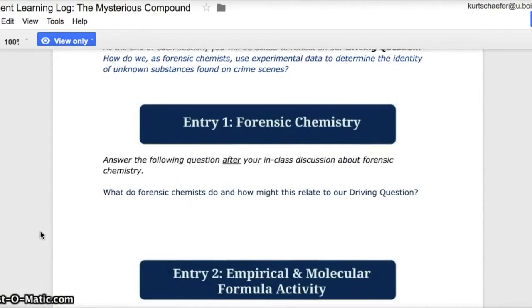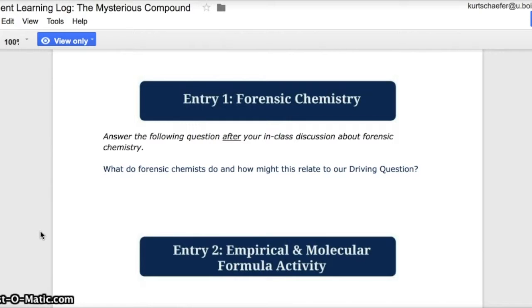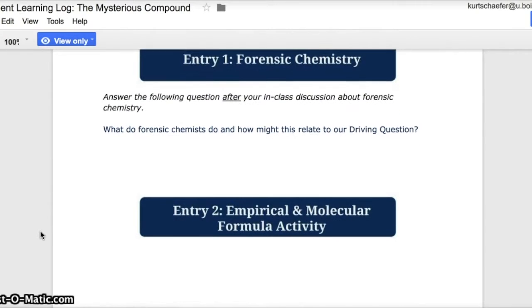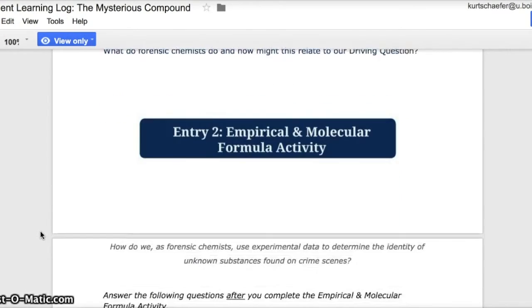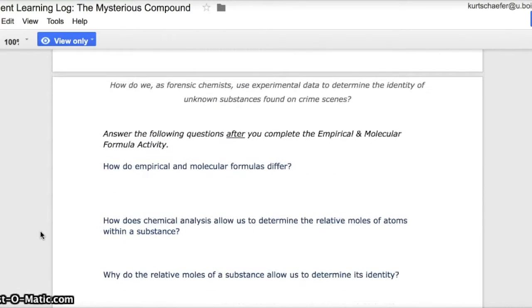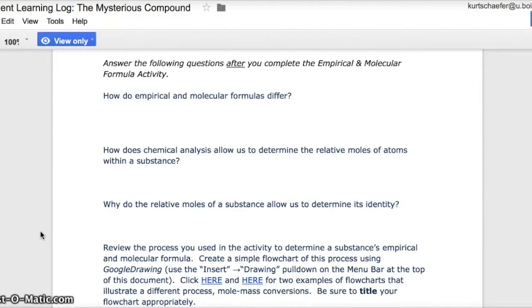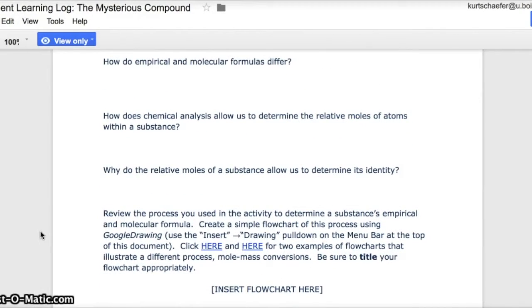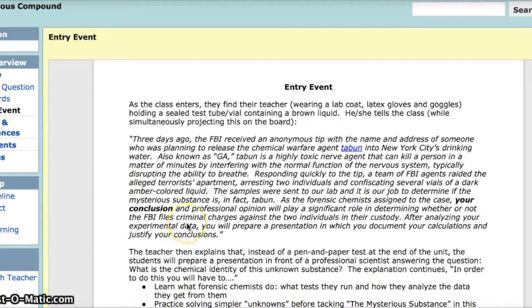The learning log not only serves as a place to record the information and the knowledge they're building, but also to answer key questions that I pose as students move through the activities. Consistent with inquiry-driven instruction and constructivist learning theories, a hook is provided at the beginning of the activity, an entry event in which students are presented with a mystery to solve.